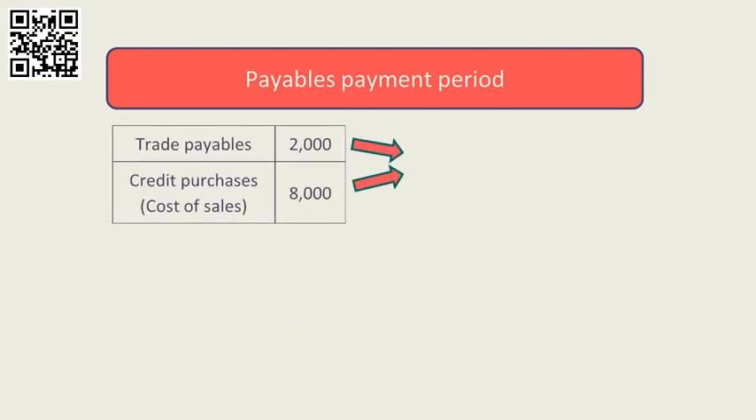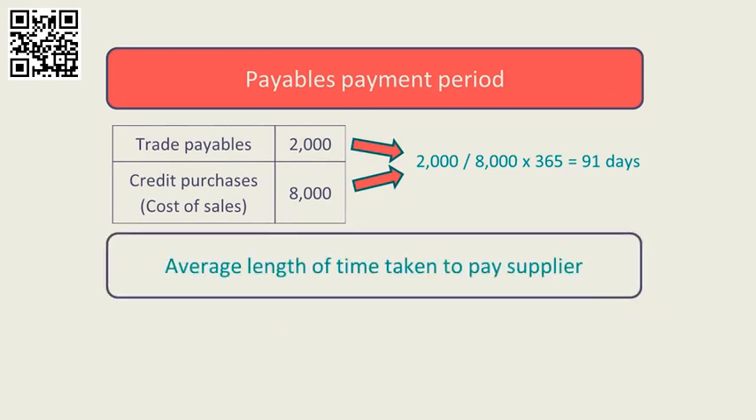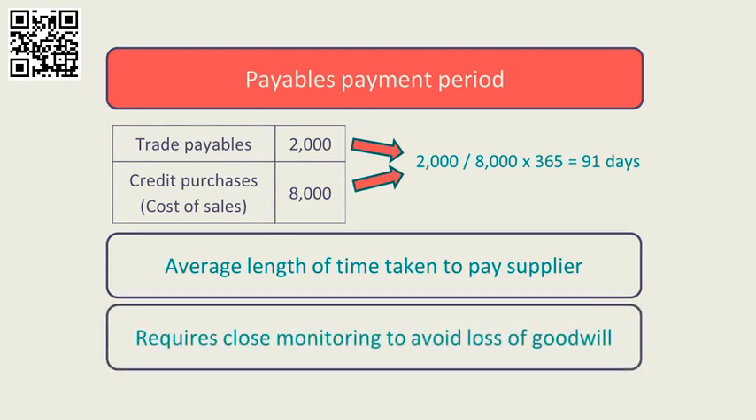The next measure is the payables payment period. This is calculated as the trade payables divided by either credit purchases or the cost of sales, dependent on what is provided in the question. Again, this measure is expressed in days, so the equation needs multiplying by 365. This measure allows a company to calculate the average length of time it takes to pay its suppliers. From a cash flow perspective, companies will normally take full advantage of any credit period offered. However, it is important for companies not to abuse the agreed terms, as this could lead to loss of goodwill and ultimately restriction on supply.